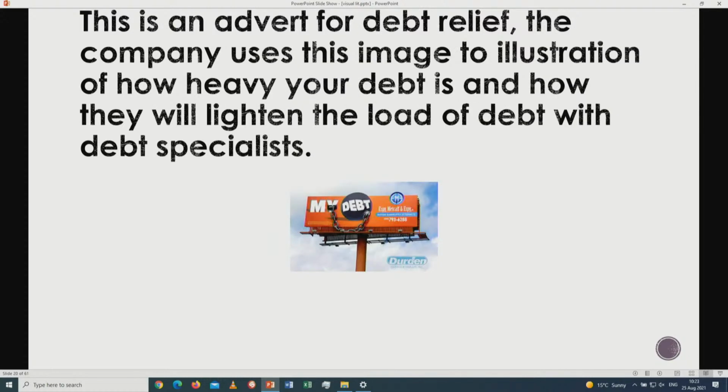We also have another advertisement. This is an advert for debt relief when they want you to join them. The company uses this image to illustrate how heavy your debt is. It is too much for you, and how they will lighten the load of debt with debt specialists. So they are advertising that if you have too much debt, you can consult them.